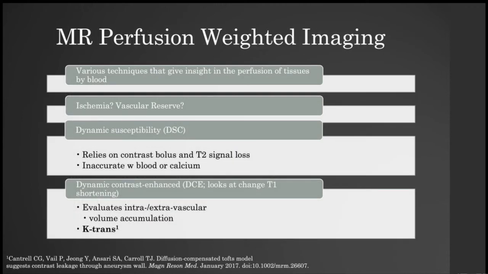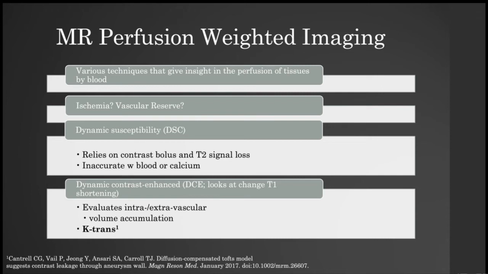So perfusion, a lot of these are just various techniques that give insight into the perfusion of tissues and blood. We use it to understand ischemia, vascular reserve. This dynamic susceptibility relies on the contrast and then that T2 signal. The problem there is blood and calcium make it difficult to evaluate. This dynamic contrast imaging can understand T1 shortening changes.